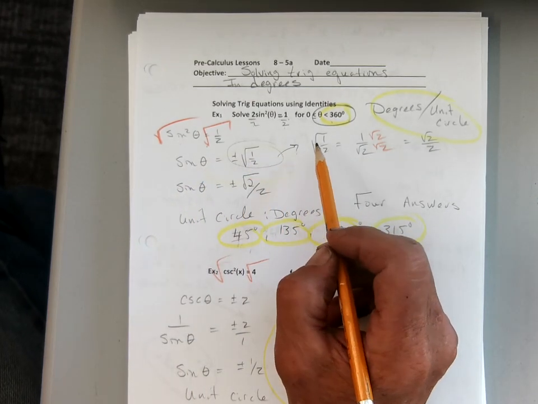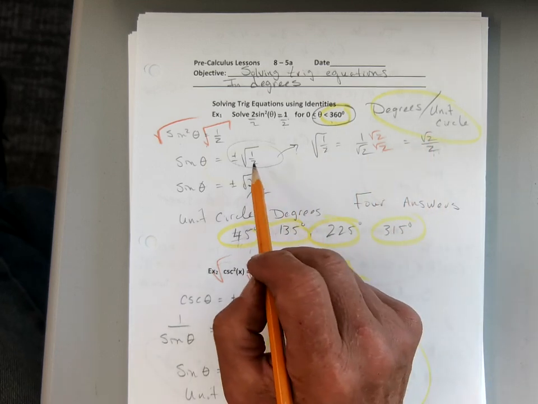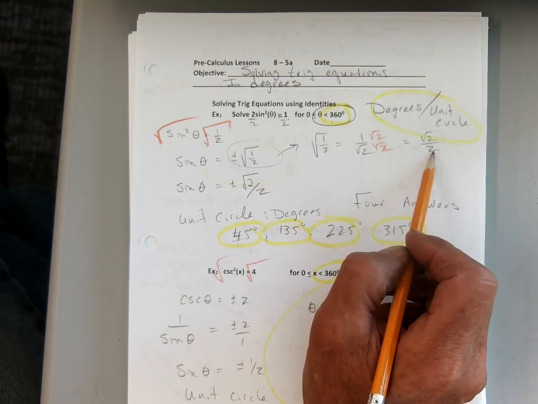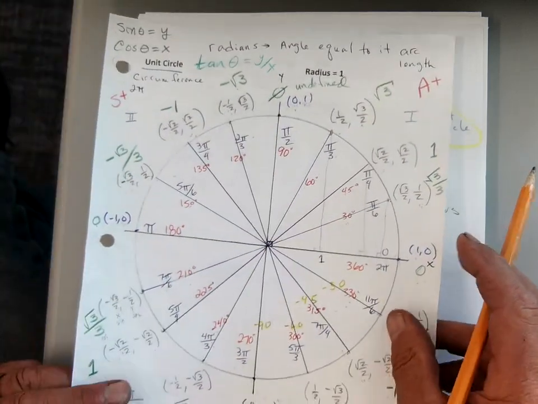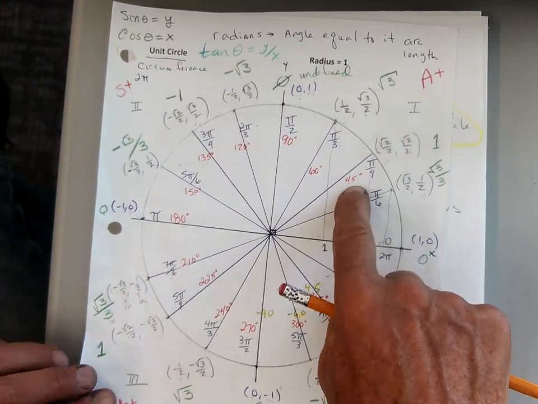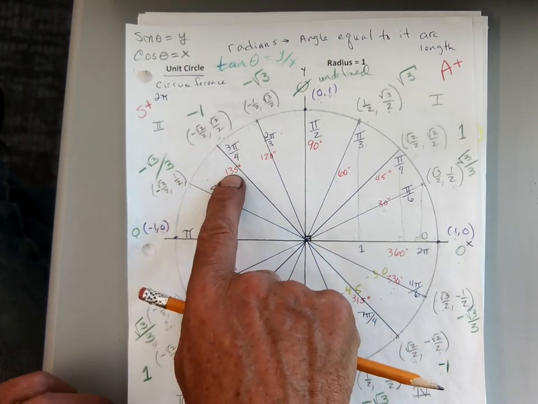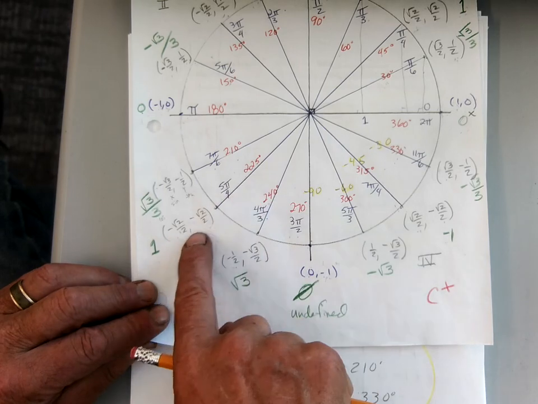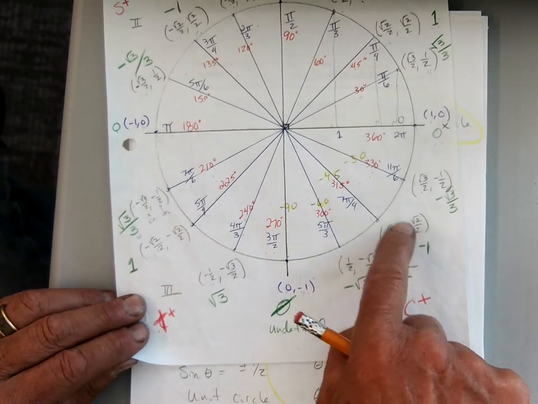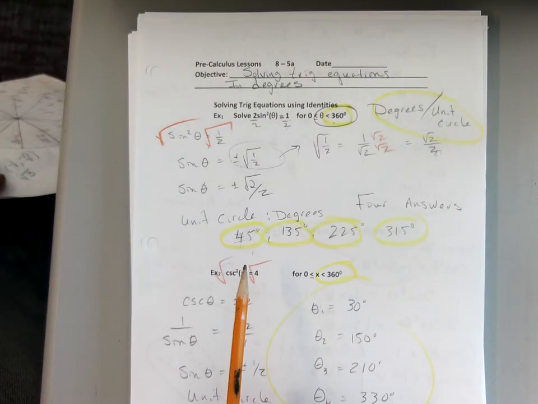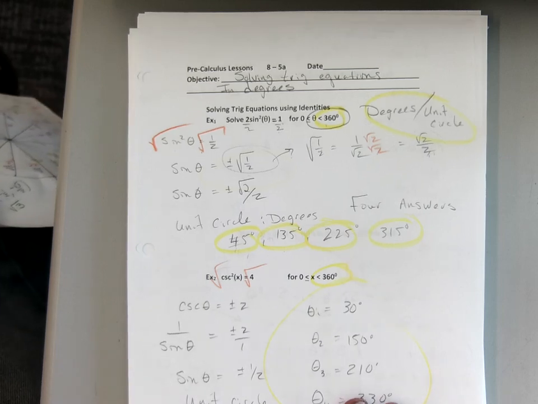Well, I can rationalize that, and I want to rationalize because that is a unit circle answer once I rationalize the denominator. So where is sine of theta equal to square root of 2 over 2? Well, it's here at 45 degrees. It's also here at 135 degrees. The negative part is here at 225 degrees, and then the other negative square root of 2 over 2 is here at 315 degrees. We have 4 answers: theta 1, theta 2, theta 3, theta 4. 4 answers, okay?